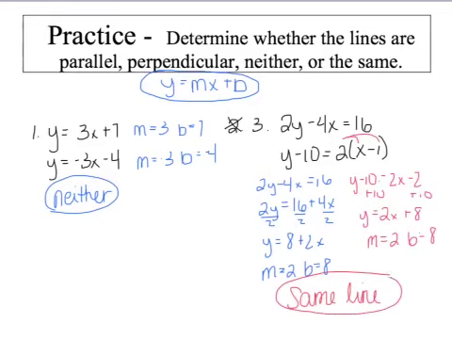All right, for those 4 examples on your notes, I want you to do numbers 2 and 4.